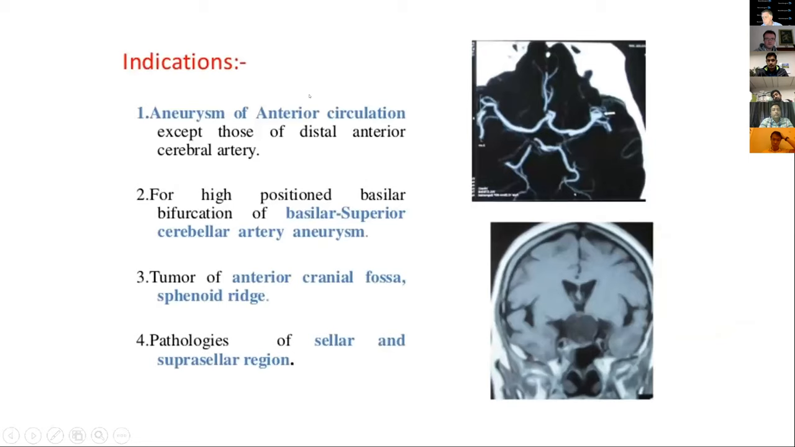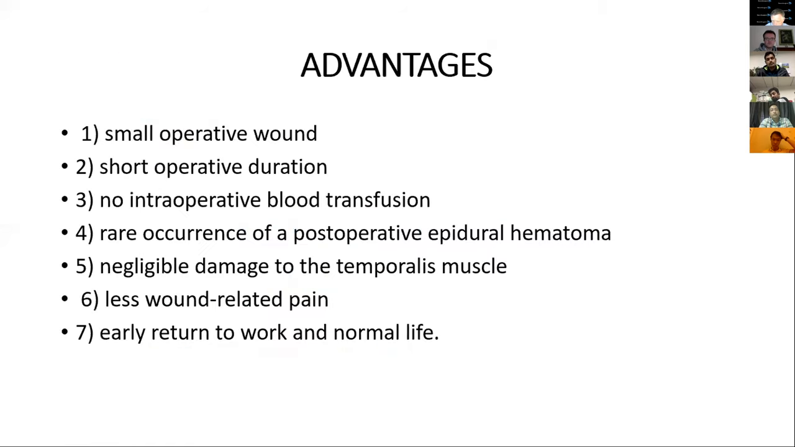So the indications of using supraorbital keyhole are aneurysms of the anterior circulation, except that of the distal anterior cerebral artery. It should not be used in anterior communicating artery aneurysms which are projecting posteriorly as well as superiorly, as well as aneurysms which are beyond the genu. These will not be visualized, like MCA aneurysms. It is also used for high position basilar bifurcation and basilar superior cerebellar artery aneurysms, tumors of the anterior cranial fossa and sphenoid ridge, and pathologies of the sellar and suprasellar region also.